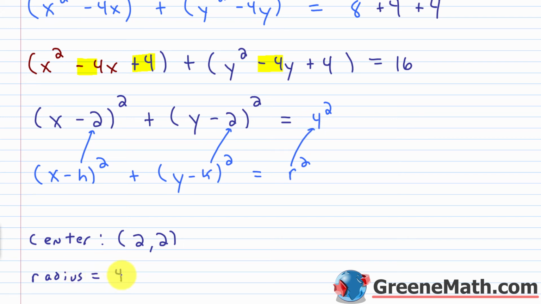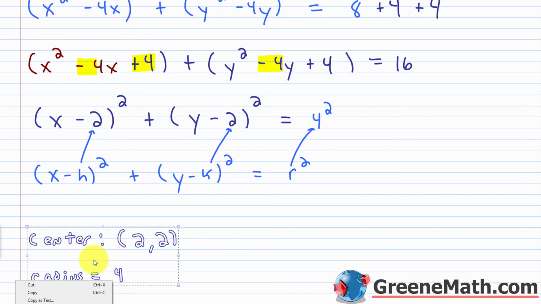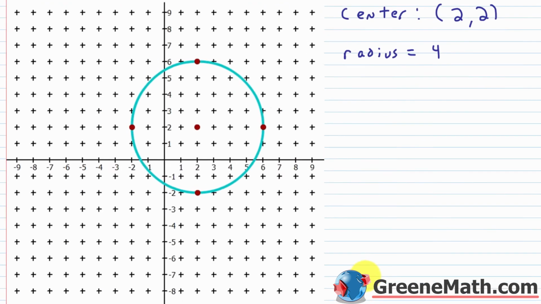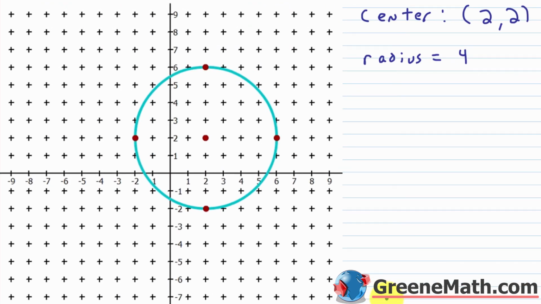Okay, very, very simple. Let's take this down to the coordinate plane and we'll graph this guy real quick. All right, so again, the center here is at 2, 2. So 2 units to the right and 2 units up. That puts me right there. Again, this is my center.